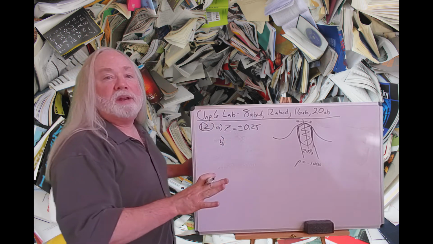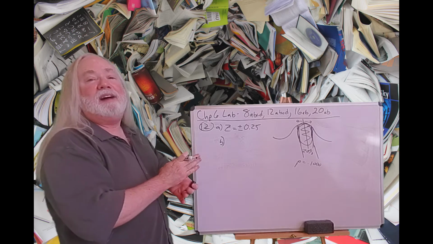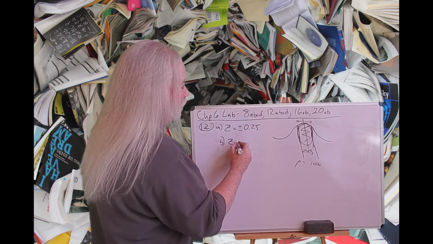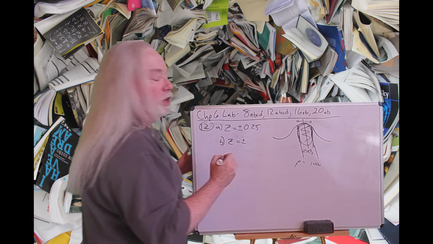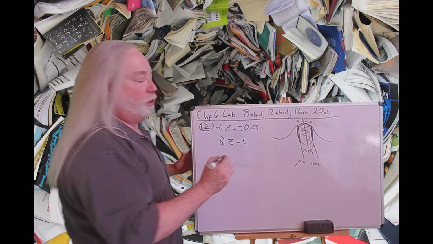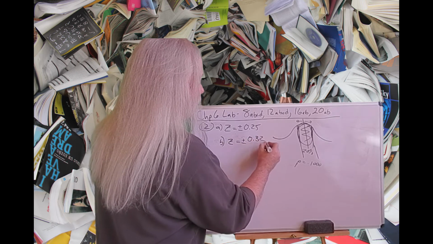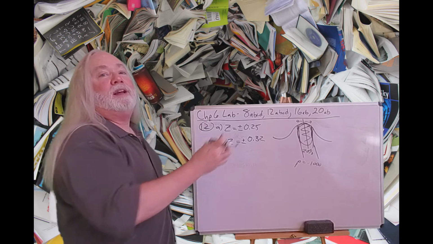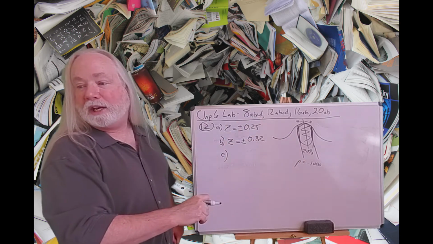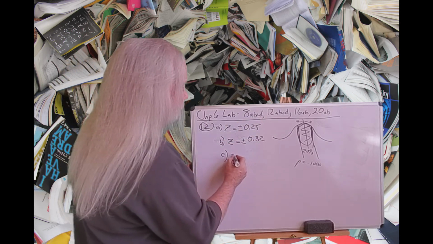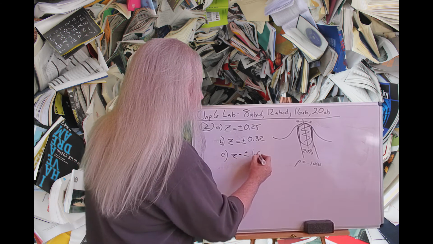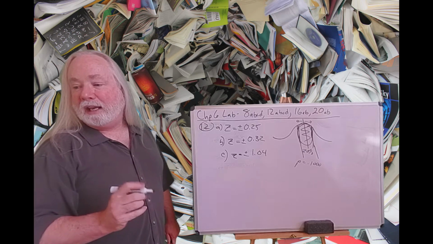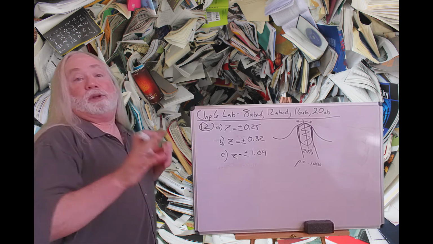B is the middle 25%. So again, we've got to cut that in half. 12.5% on one side, 12.5% on the other side. So for 12B, we're going to be plus and minus 0.32. C is looking for the middle 70%. So again, 35% and 35%, cutting it in half and then putting it back together. 1.04. And our last one is the middle 90%, so that's almost all of it, right?